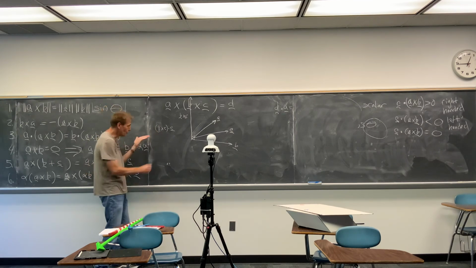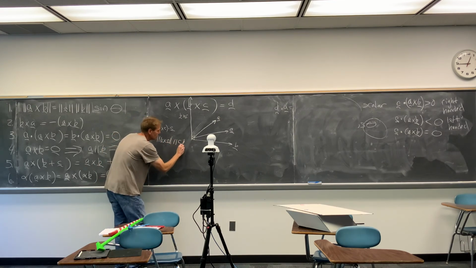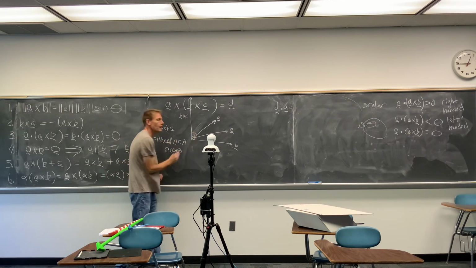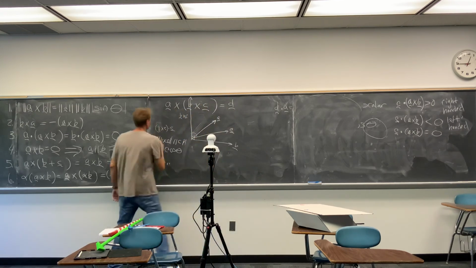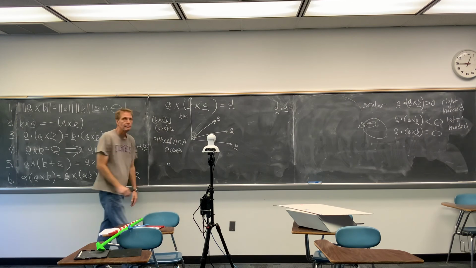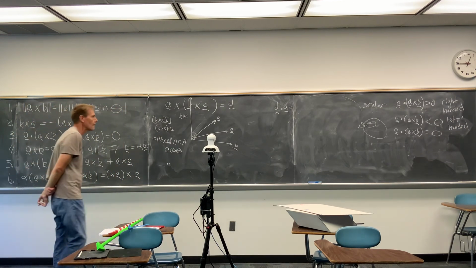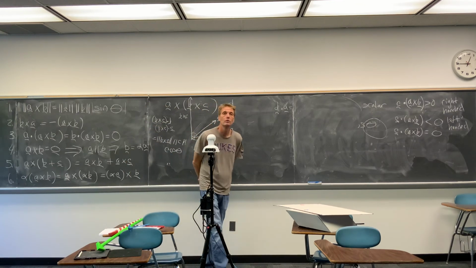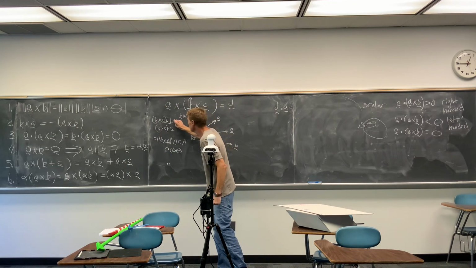Because it's equal to the norm of B cross C times the norm of C times the cosine of theta. But the angle between them is 90 degrees. It's 0. And how about B cross C dot B? What's that equal to? 0. Once again, they're perpendicular.